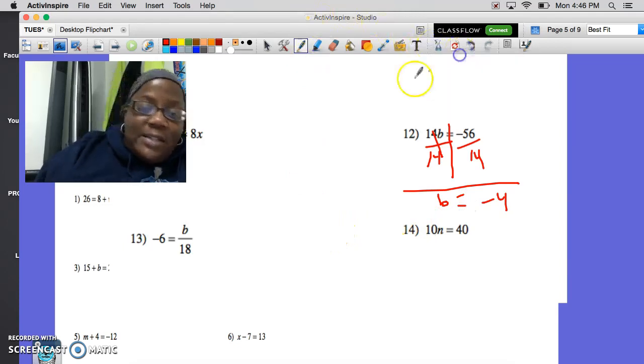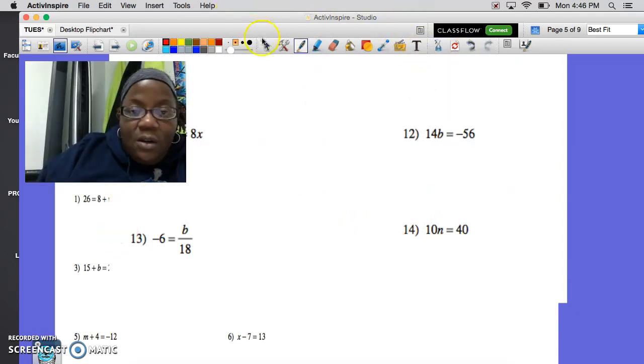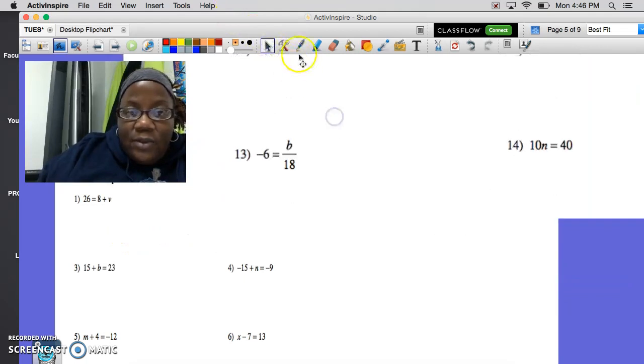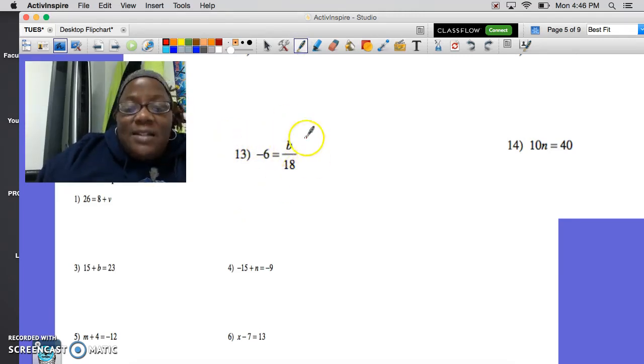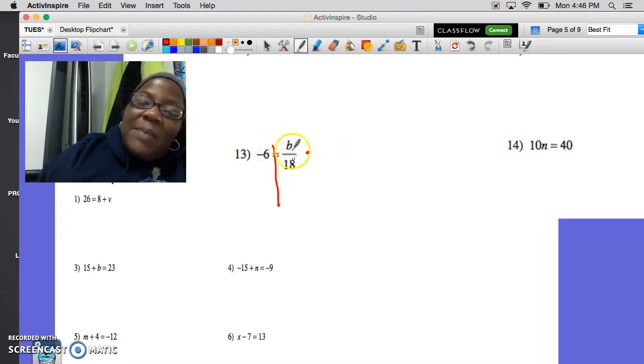Last but not least, we have problems that look like this. Problems that have fractions in it. No problem. For this problem, remember, fractions mean divide. So to get B by itself, you have to do the opposite of what you see. What's the opposite of division? That's right, multiplication. Multiply by the only number that's on the same side of the street as B. In this case, which is 18.